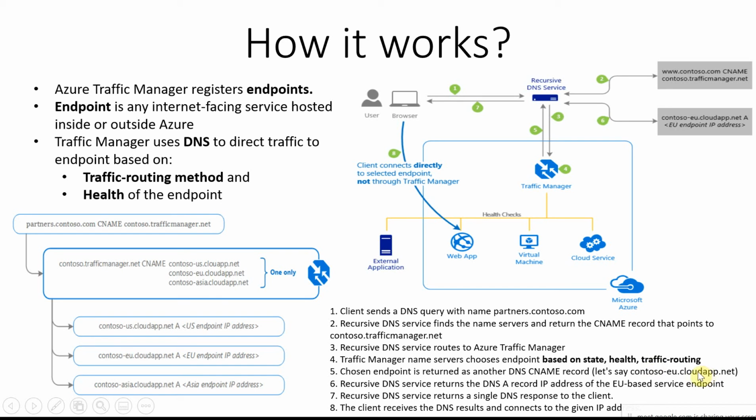So this Contoso EU cloudapp.net should go back to the DNS service again, and this recursive DNS now returns the DNS A record, which is the IP address of the EU service endpoint. And step 7 is that the recursive DNS returns a single DNS response to the client. And step 8, now the user will be redirected to the IP address of the EU traffic.